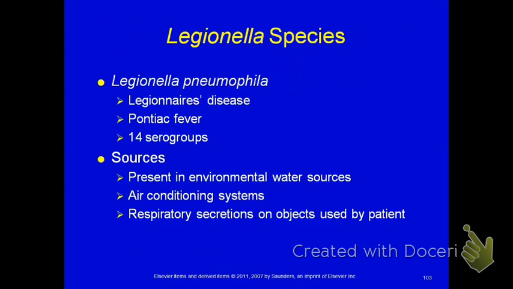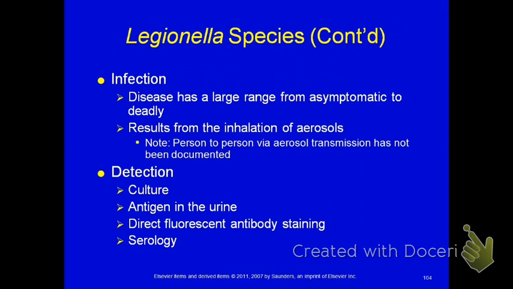Where could we possibly find this? It is present in environmental water sources, air conditioning systems, and respiratory secretions on objects that have been used by patients. The infection mostly affects immunocompromised individuals, such as elderly individuals. The disease has a large range from asymptomatic to deadly. It also results from the inhalation of aerosols. Person to person transmission via aerosol has not been documented. I'll tell you a story about this later on.